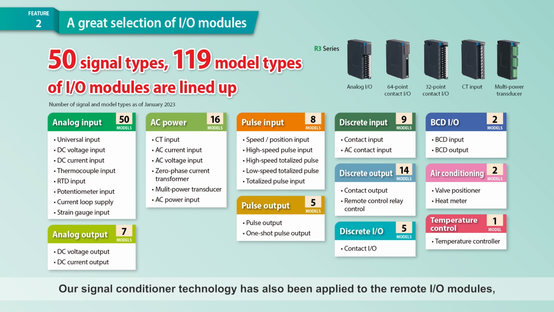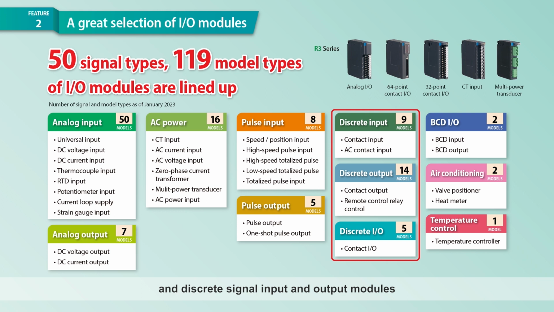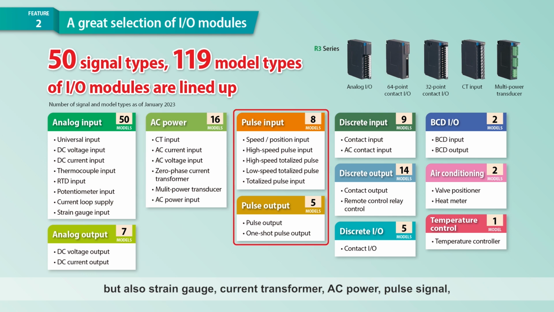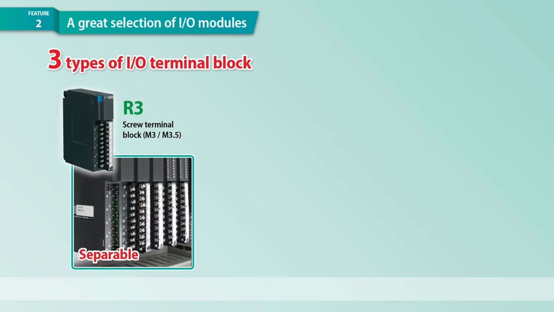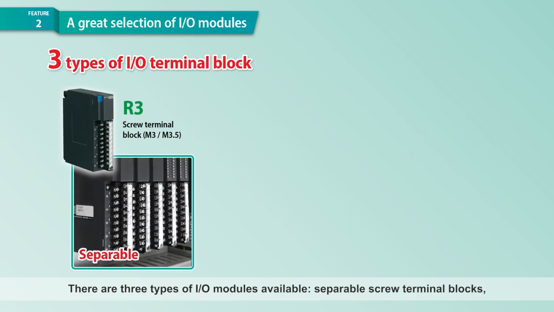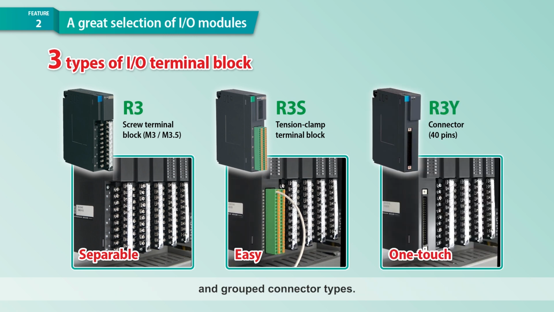Our signal conditioner technology has also been applied to the remote I/O modules, including not only DC voltage and current, temperature, and discrete signal input and output modules but also strain gauge, current transformer, AC power, pulse signal, and special purpose modules. There are 3 types of I/O modules available: separable screw terminal blocks, tension clamp terminal blocks with high vibration resistance and easy wiring, and grouped connector types.